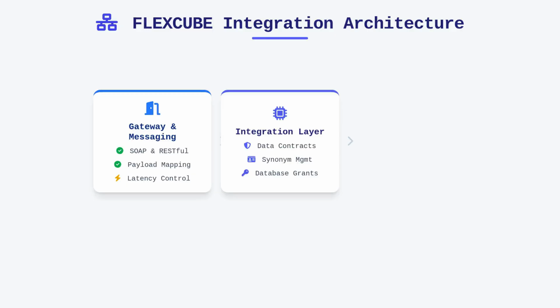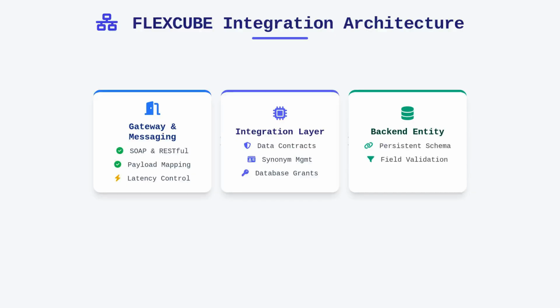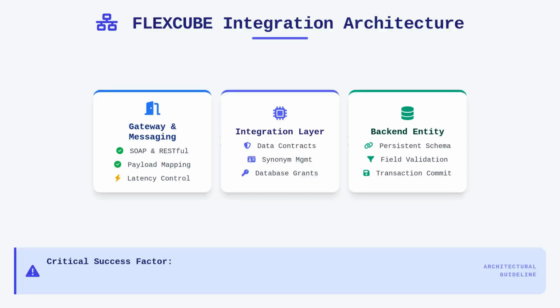Think of the integration layer as the nervous system of the bank. If the latency within your API gateway exceeds threshold limits, the end-user experience on the UI layer will degrade rapidly. We often see practitioners struggle with custom menus and field validations because they fail to map the data source correctly to the backend entity definitions. By maintaining a clean separation between the presentation layer and the persistent database schema, you reduce the surface area for potential integration bugs.